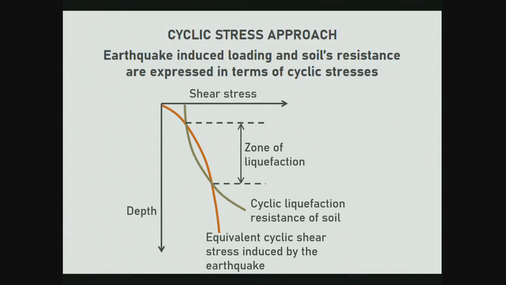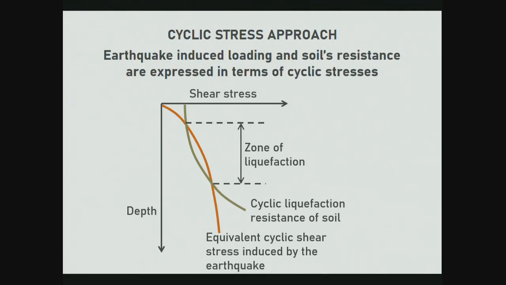Yes? The green line is the soil's available resistance against liquefaction, and the orange line is the cyclic stresses induced by the earthquake. So in simple terms, the orange line is the load, and the green line is the resistance. Now the key is how do we estimate these two quantities. That is what we will do. But in general, this is what we are looking for.